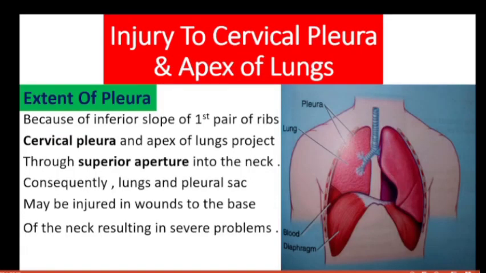These are the clinicals related to anatomy of the lungs. This is the clinical injury to cervical pleura and apex of lungs. First, the extent of pleura.